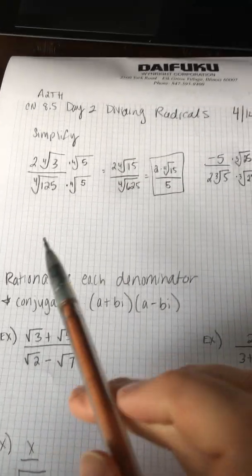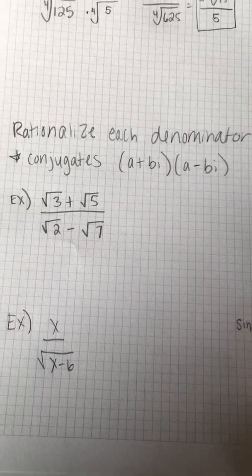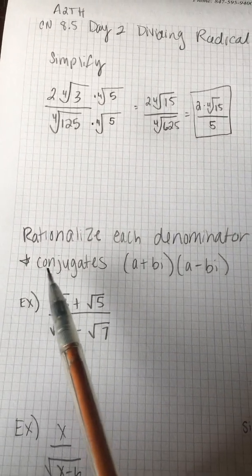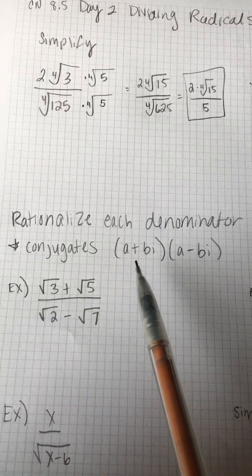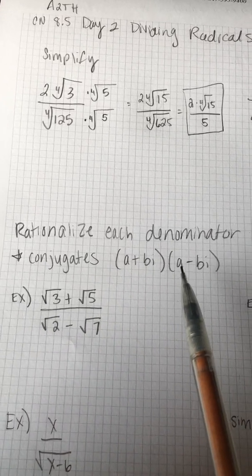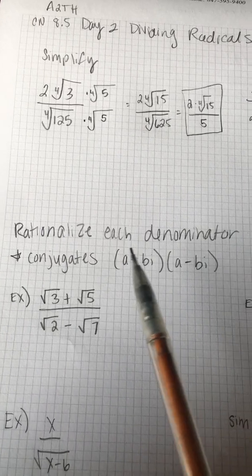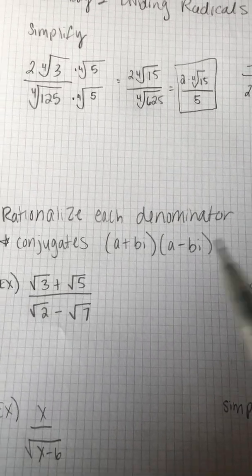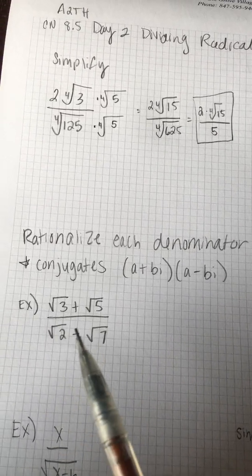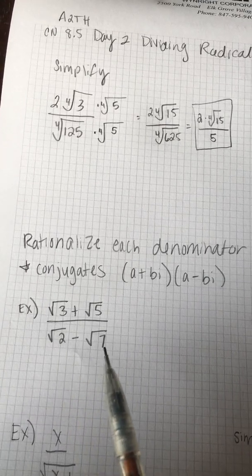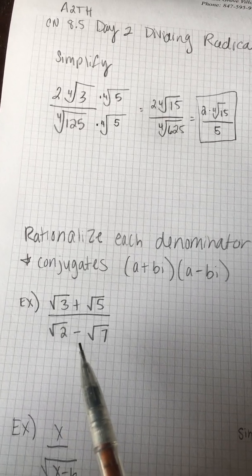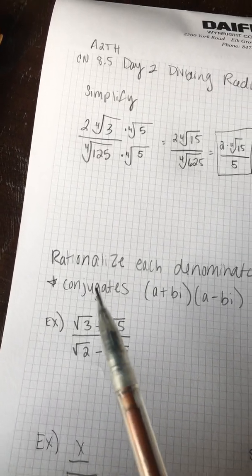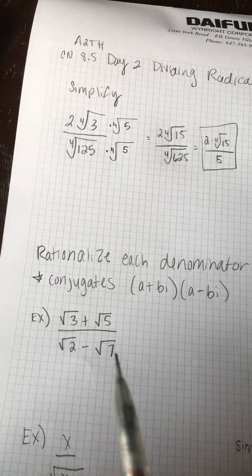Rationalizing the denominator, guys, is still part of simplifying. So my directions here could also be to simplify. But I put this in from chapter 12. You should remember conjugates. So conjugates, if we have a plus bi, its conjugate is a minus bi. And we used conjugates with imaginary numbers to get rid of the imaginary pieces. We use conjugates with radicals to get rid of roots in the bottom. When you have two roots separated by addition or subtraction, you have to use the conjugate to get the roots out of the bottom. Rationalizing the denominator means no roots in the bottom.